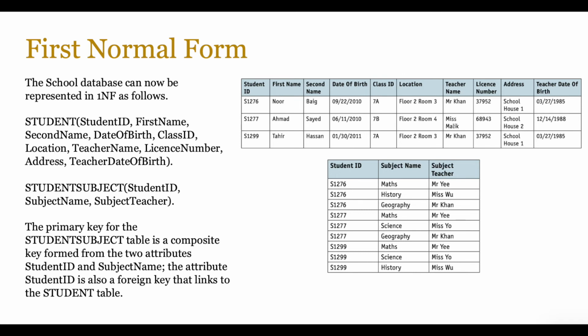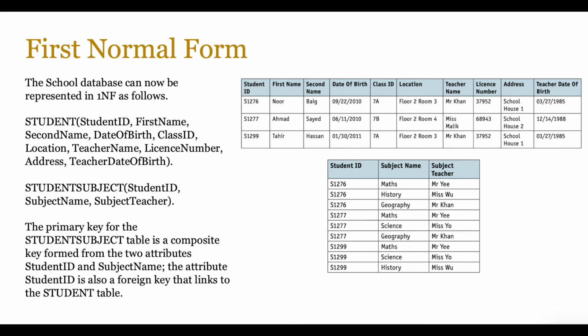So we simply say, well, okay, student ID, first name, second name, date of birth, class ID, location, teacher name, license number, all of that has a single piece of information. And we move the subject name and the subject teacher to a new table. And we need to make sure that for every student, we put an ID in there to represent the link back to the original table.